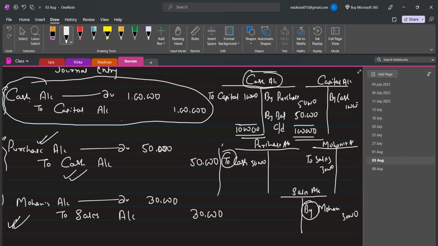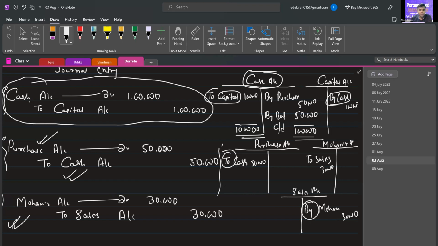And in the capital account, it will be credited. You can see in the capital account, we have written by cash, and in the cash account, it is written to capital. So all the entries that we post on the debit side of the ledger start with to, and all the entries that we post in the credit side start with by. So if cash is on the debit side, then in the cash account, it will be debited.